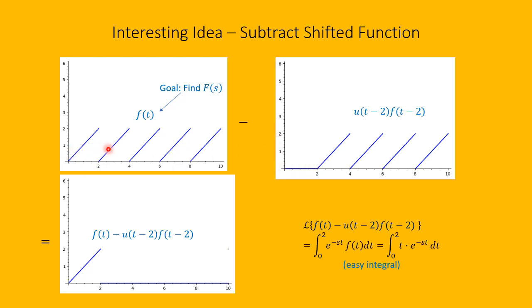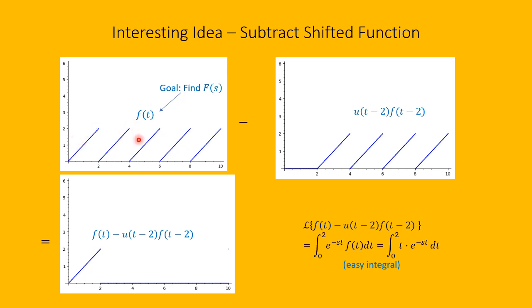This moves over to here, this one moves over to here, and so forth. Now if we subtract them, this part of this function subtracts off this part of this function, leaving only this part remaining. The rest will be 0.